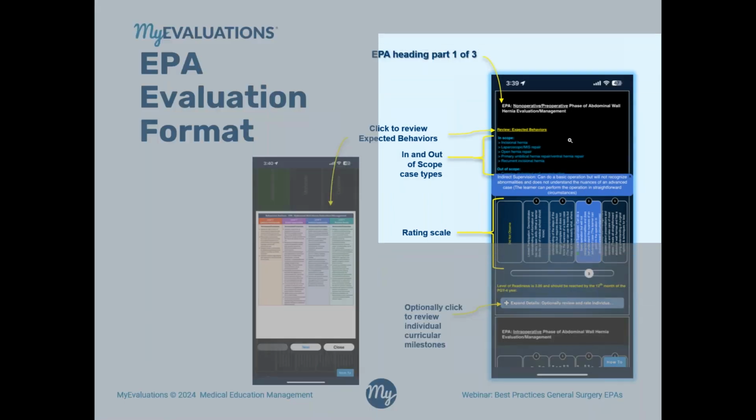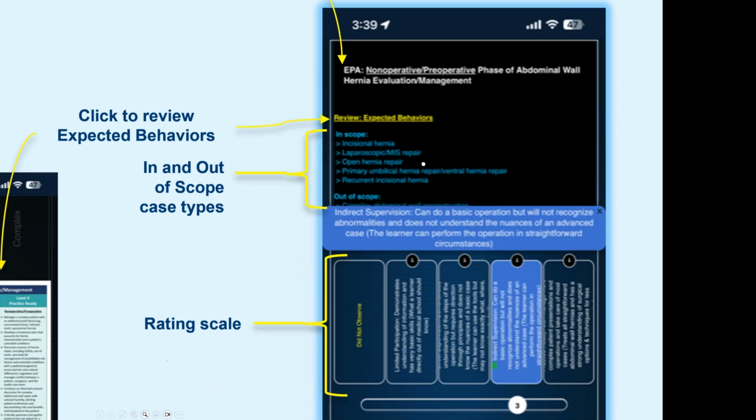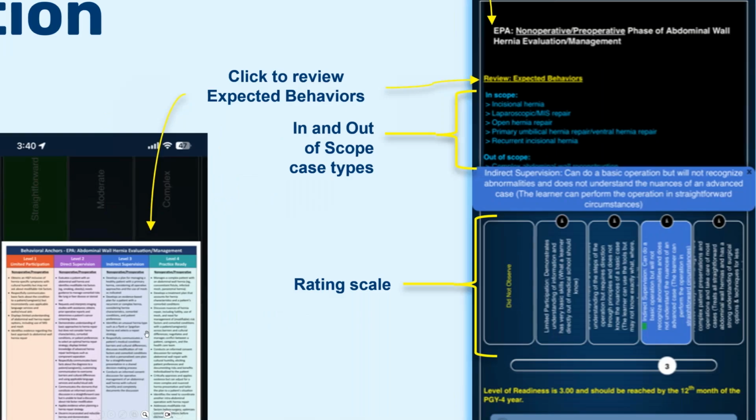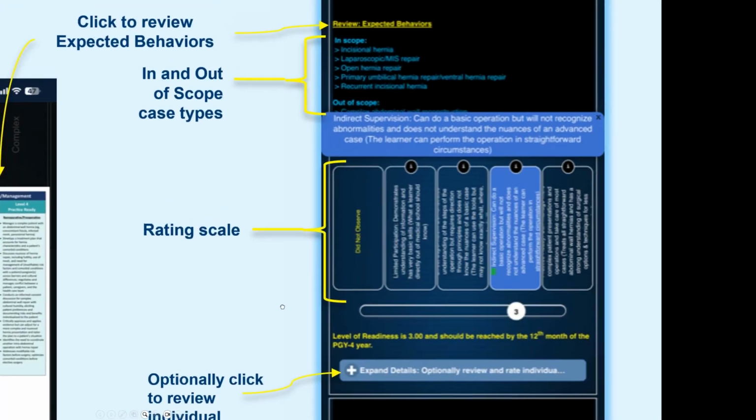On the mobile app, when you go down to the first EPA heading, again, I'm just going to zoom in on this so that you could see it better. The first part of it has the EPA heading, the non-operative component. It has a listing of the expected behaviors, which they can click on, and they'll get this PDF that shows them what all the individual level expectations are. And then they have the rating scale, which is again on a 1 to 4 scale. And they're simply able to move with their fingers.